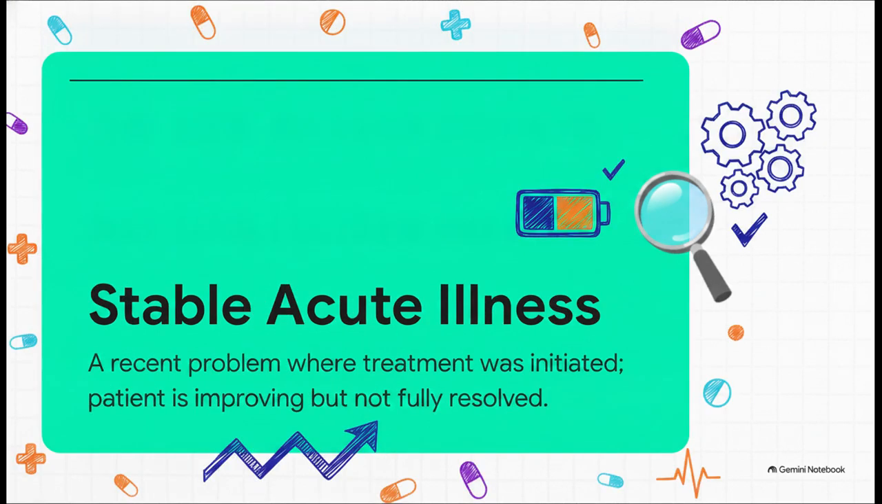You can also trigger low complexity with a stable acute illness. Now, this one requires a bit of medical history detective work. This is a problem that is new or recent, but treatment was previously initiated. The patient is actively improving on that specific treatment, but the condition just isn't 100% resolved yet. Making sure you differentiate this from a brand new acute problem is absolutely key to keeping your coding highly accurate.